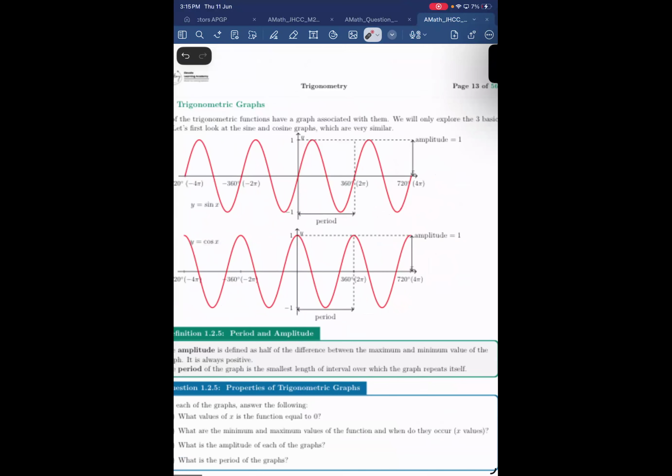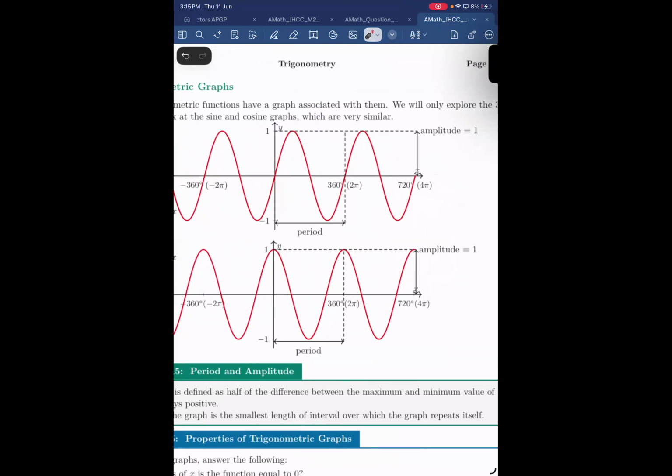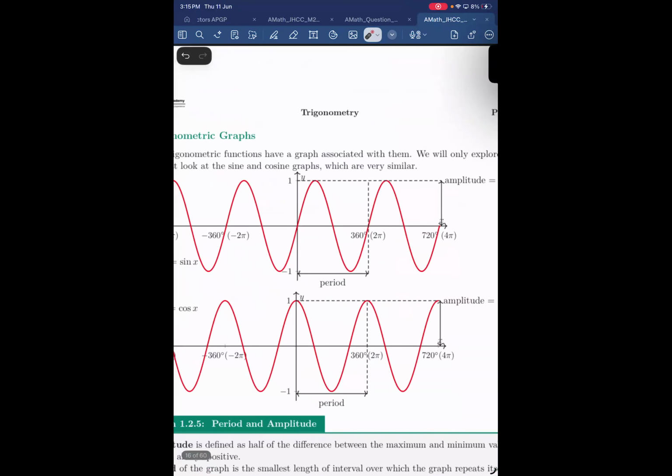Could you say whether your teacher confirmed if tangent will be tested? Yeah. So tangent I'll still go through, but we won't really spend much time on it. The sine and cosine is still the most important one.